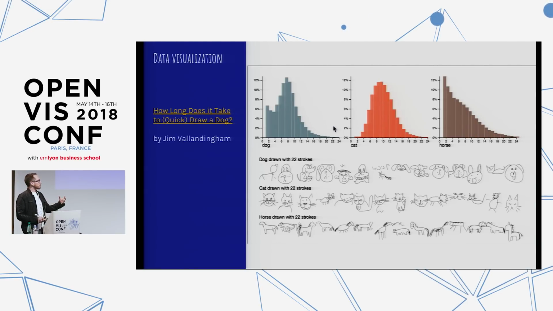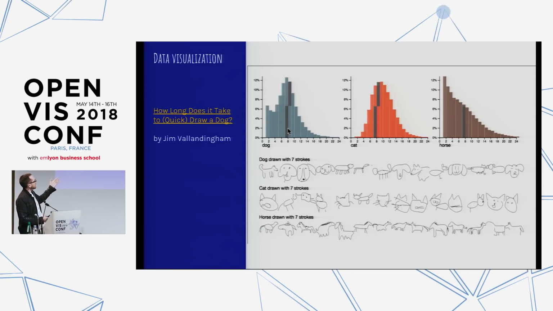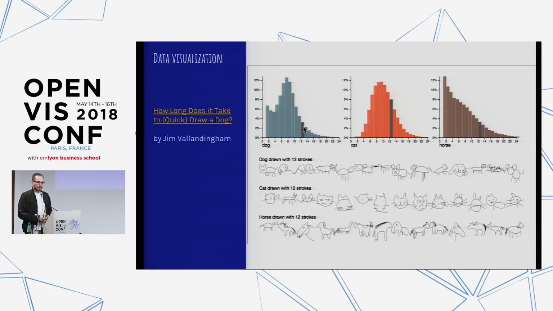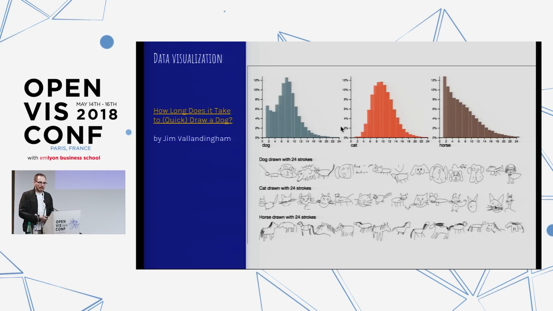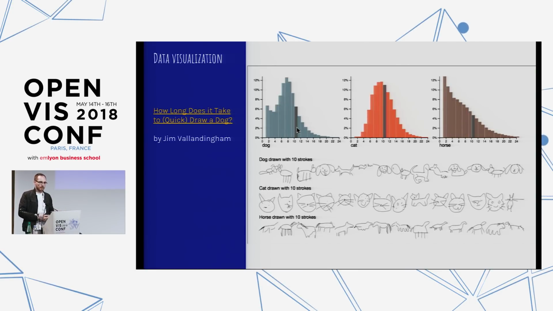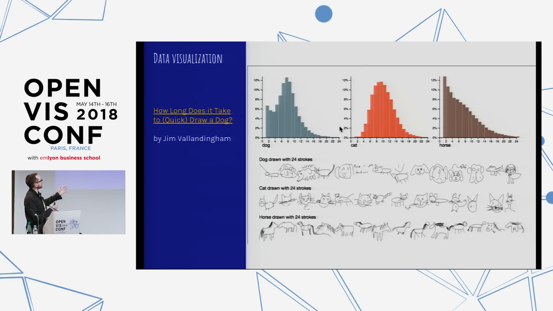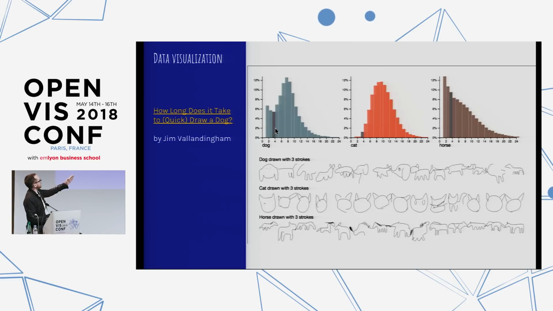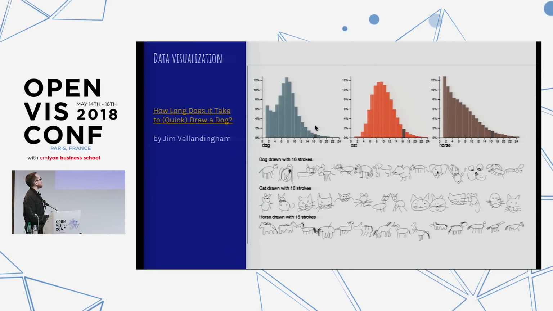So he uses proxies for complexity, like in this case, the stroke count in the drawings, that are straightforward to quantify. And you can get some pretty interesting observations out of that. Like if you just look at the distributions here for dog, cat, and horse, you see they're quite different. And as you kind of interactively play with this, you get to see how that manifests in the drawings.